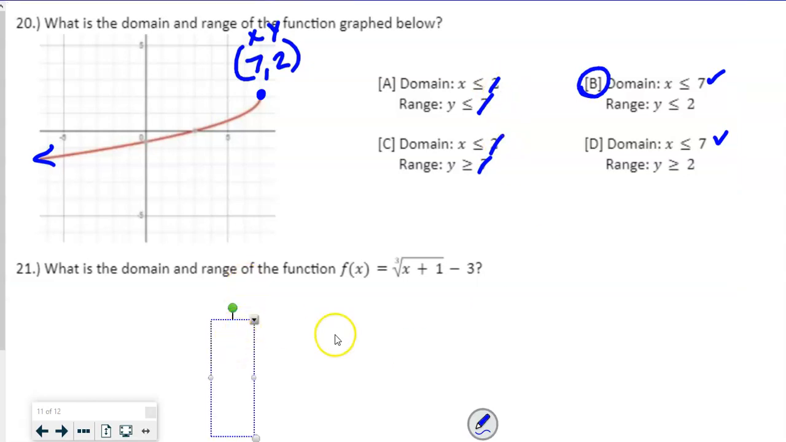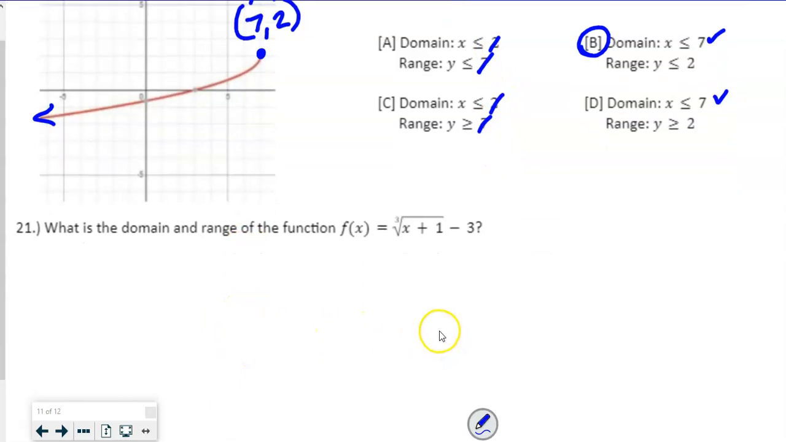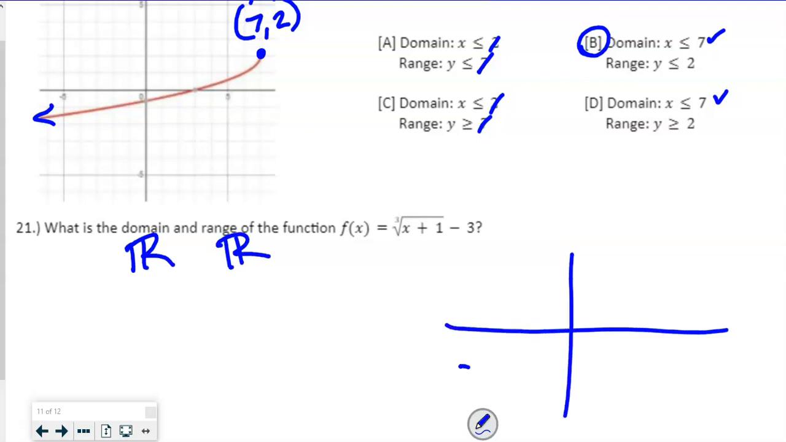So the last, number 21 down here, says what is the domain and range of the function? So this is a cube root function. Do y'all remember? Domain is all real numbers and range is all real numbers for cube root functions. Because remember, those graphs look like this, right? And it keeps going up and down and it keeps going left and right.